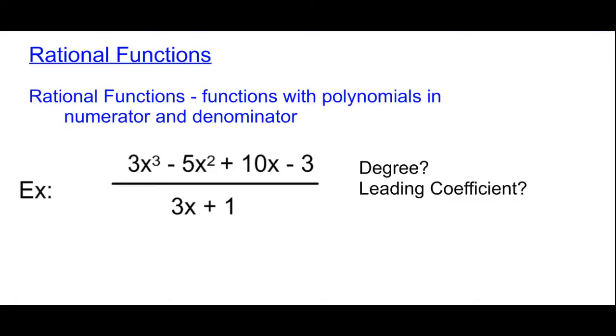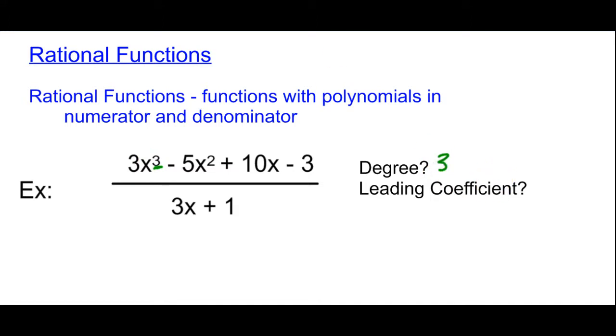Alright, today's lesson is going to be on rational functions. Rational functions are functions with polynomials both in the numerator and in the denominator. Alright, the first thing we need to know is what is the degree of this function. The degree is the highest exponent in the polynomial, so in this case, this is going to be our degree. So 3 is going to be our degree.